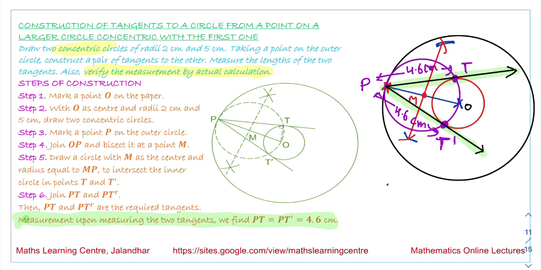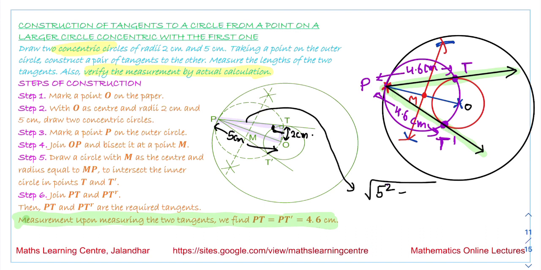So the radius of the smaller circle, we are talking about this length over here, is 2 centimeters. The radius of the larger circle is 5 centimeters. If we look at this triangle PTO, this triangle is right angled at this point T. So the length of this PT will be square root of 5 squared minus 2 squared, that is equal to square root of 25 minus 4, that is equal to square root of 21.